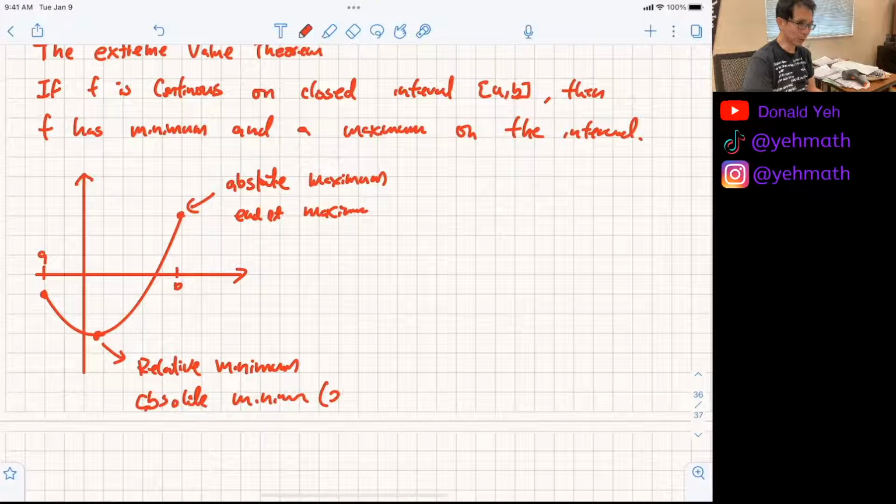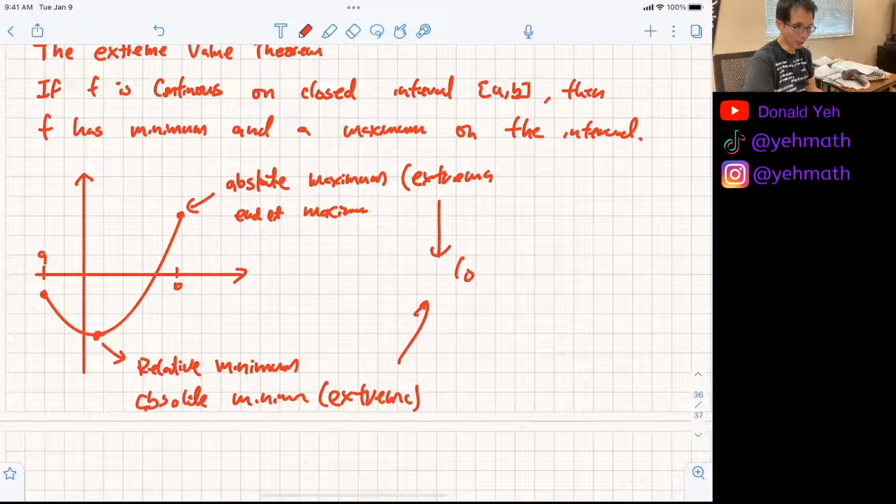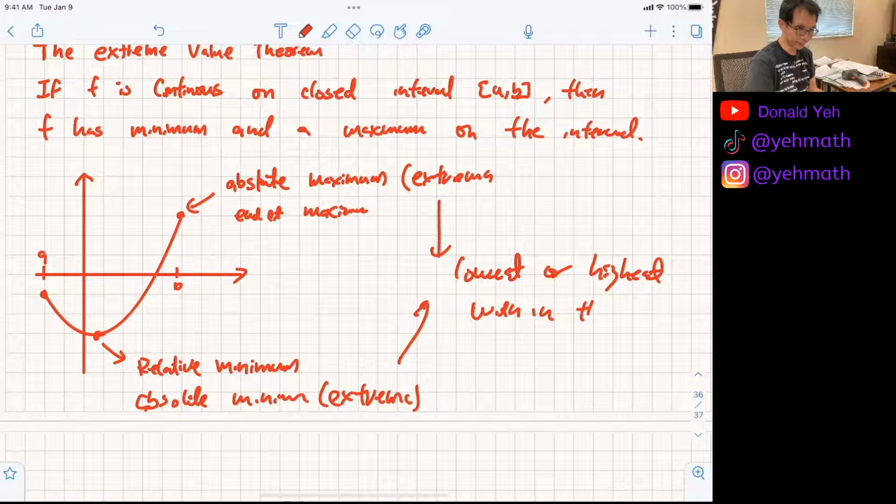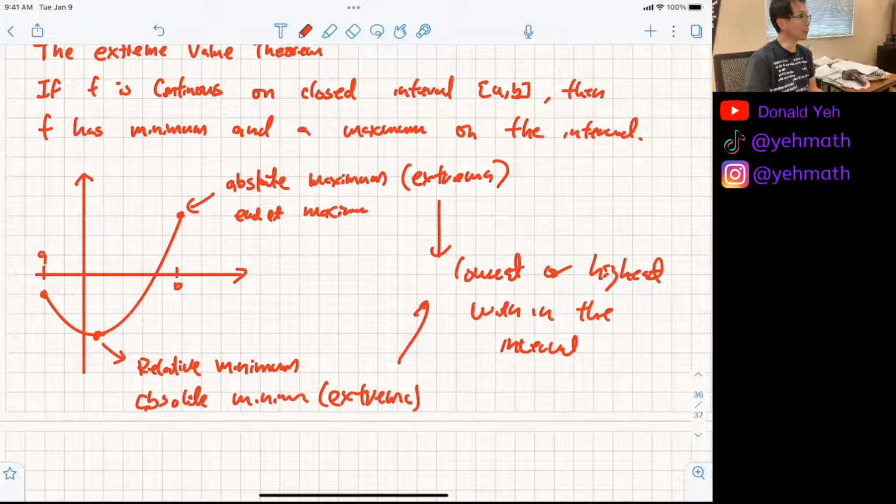We also call this extrema. Extrema is the lowest or the highest within the interval. So you can be a relative minimum and an absolute minimum at the same time, or you can be a relative maximum and an absolute maximum at the same time. But does every relative minimum have to be an absolute minimum?